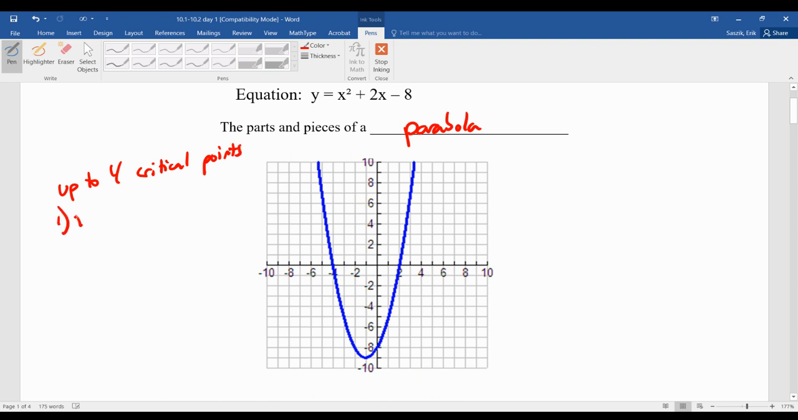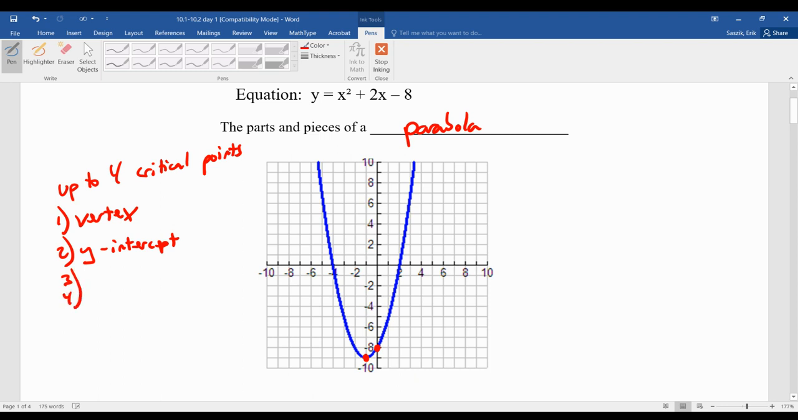Okay, you have a vertex. That would be this down here. You have a y-intercept. You will always have these two things, the vertex and the y-intercept. Okay, there's the y-intercept.